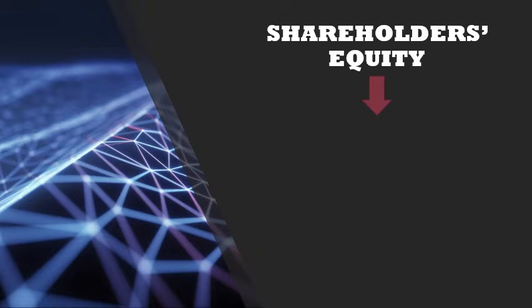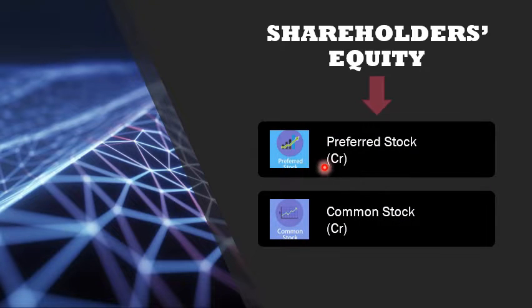Now, where can we find the common stock in the balance sheet of a company? Of course, we can find it in their shareholders' equity together with the paid-in capital, retained earnings, preferred stock, and also treasury stock. And what is its default entry? It is credit.